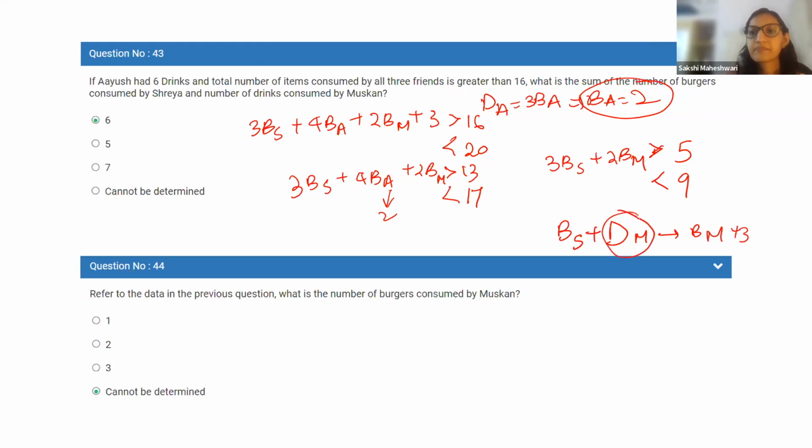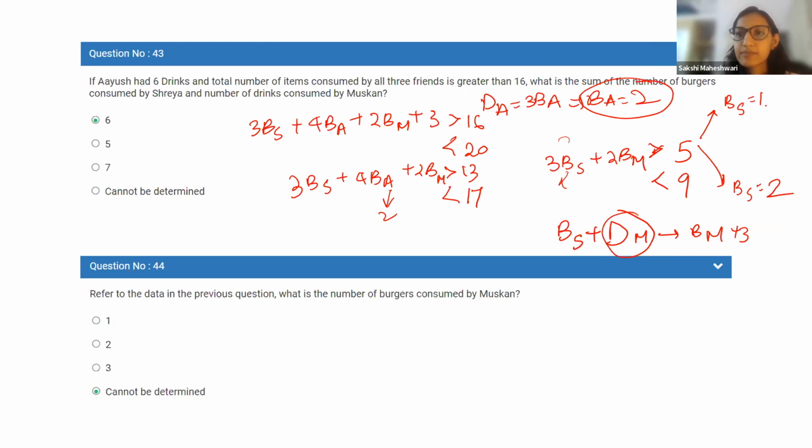Now, we can form cases here also, taking first BS equals 1. So if we take BS as 1, this is 3. We cannot take BS as 3 because this has to be less than 9. Okay. So we have two cases, BS is 1 and BS is 2.